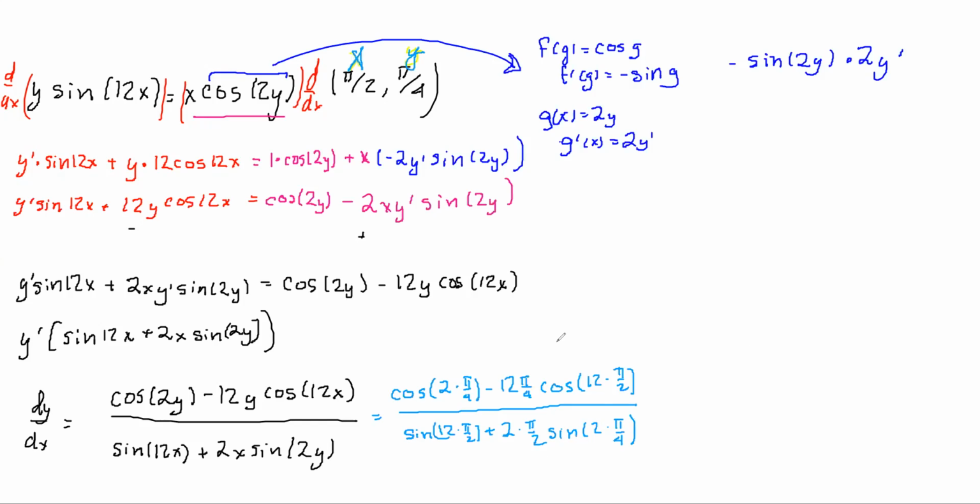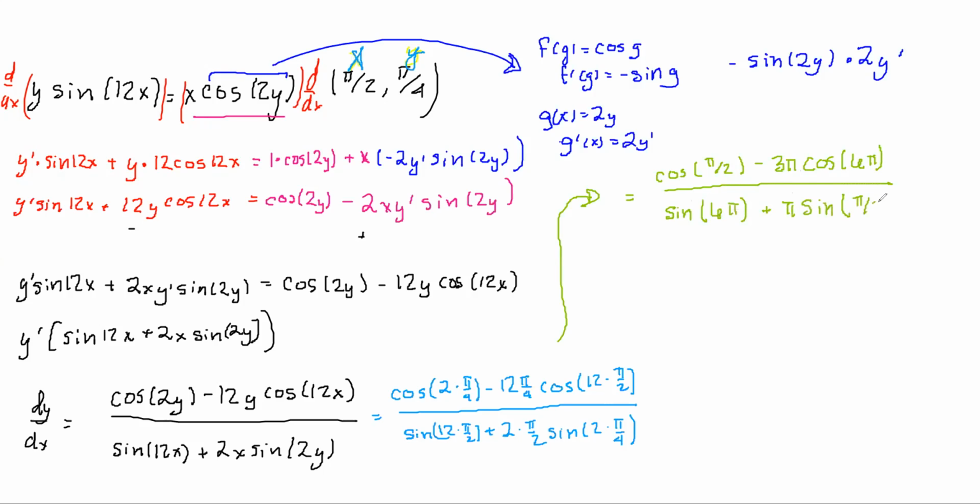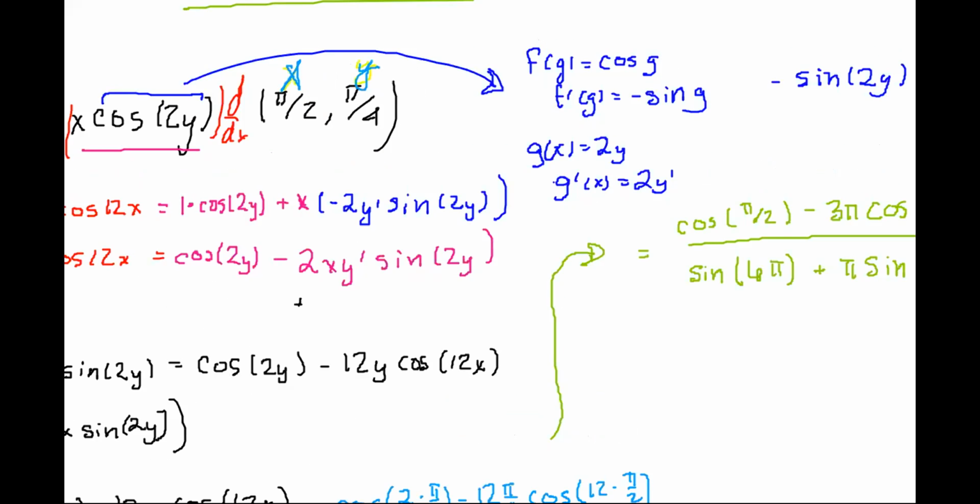Baby steps. Okay, so I'm going to bring this up here and I'm going to simplify this down a little bit further to be cos pi over 2 minus 3 pi cos 6 pi over sine of 6 pi plus pi sine of pi over 2. See, what's getting me here is that I'm going to end up with a number. And I don't want a number, I want an equation.